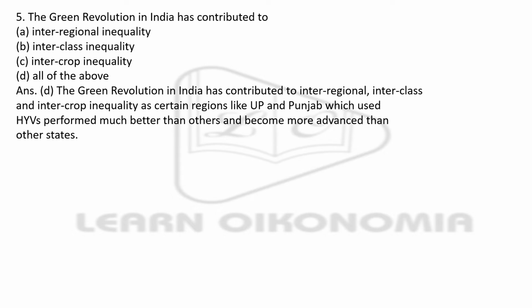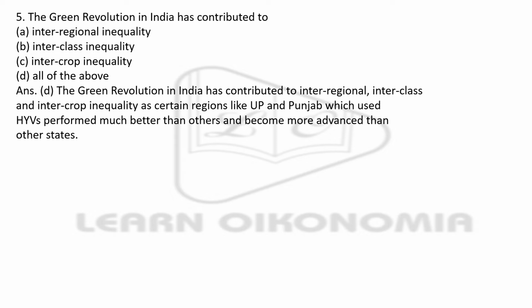Next, we are moving on to the next question, again related to Green Revolution. Green Revolution in India has contributed to inter-regional inequality, inter-class inequality, inter-crop inequality, and all of the above. You have to see that, in the previous question itself, we have seen that Green Revolution has brought revolutions in agriculture. When it was implemented for the first time in India, we selected a crop known as wheat, and Green Revolution has selected certain specific crops actually, and only in these crops has Green Revolution been implemented.